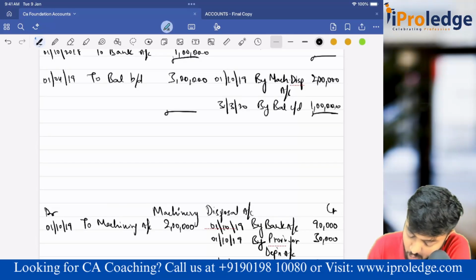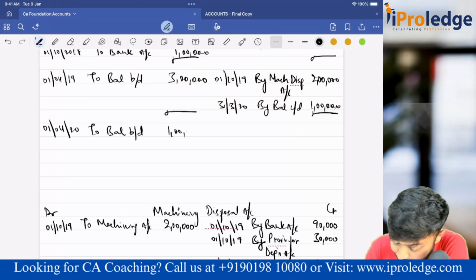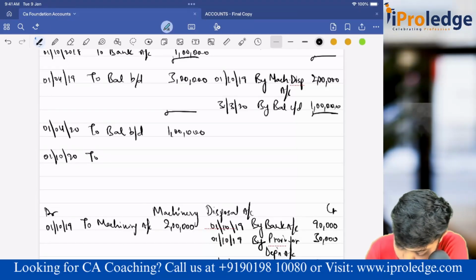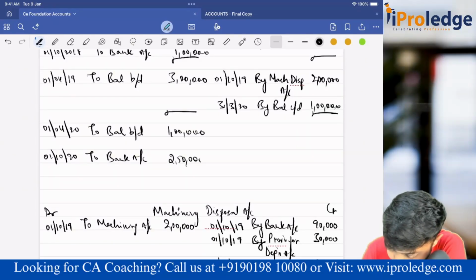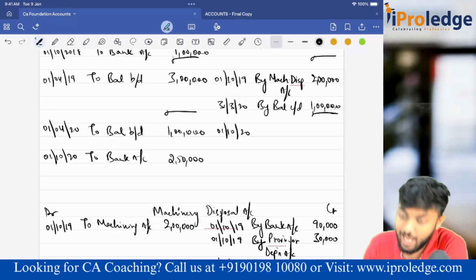This account is closed. Let's carry forward the balance to next year. Balance brought down 1 lakh. In this year I have purchased one more machinery on 1-10-20, that is 2 lakh 50,000, through bank account. On 1-10-20 we have sold one machinery.